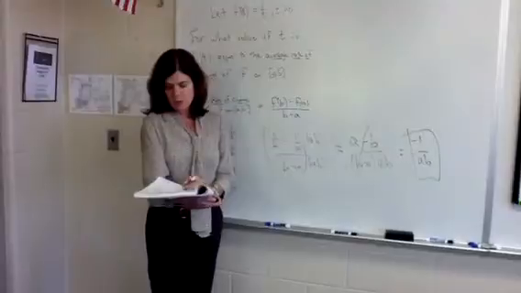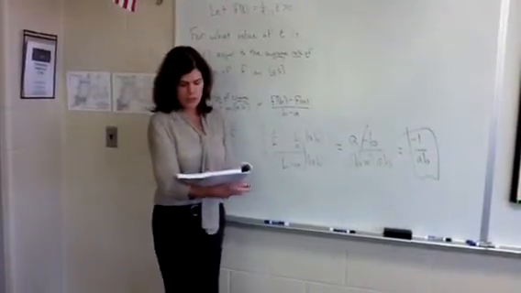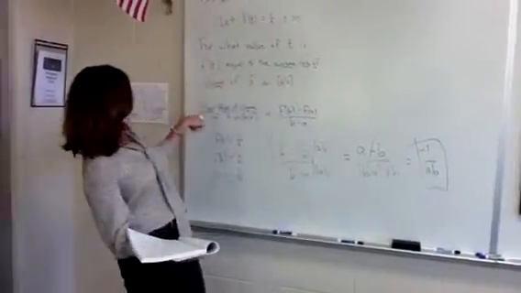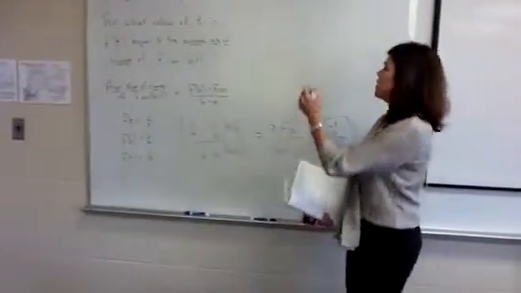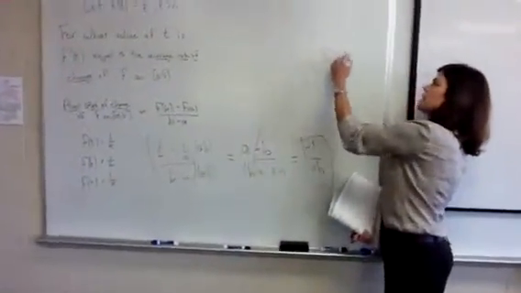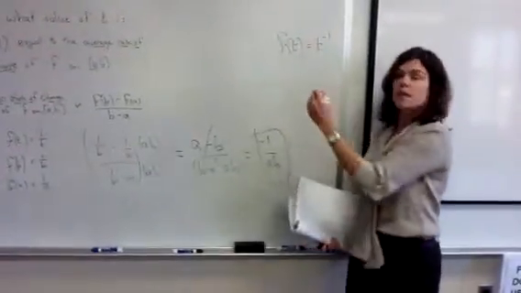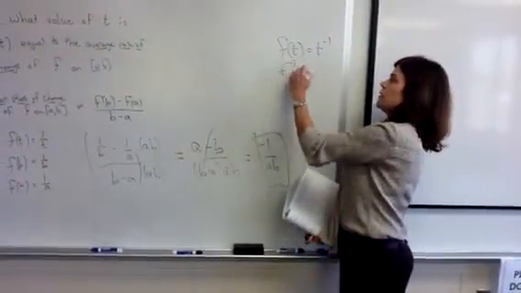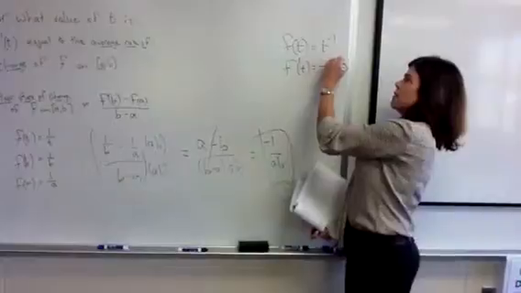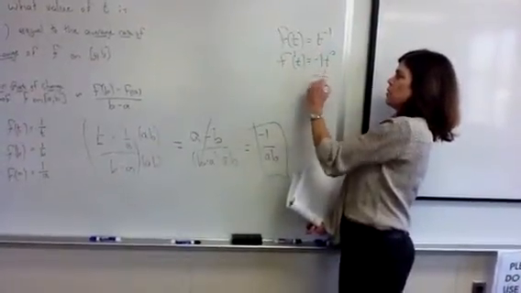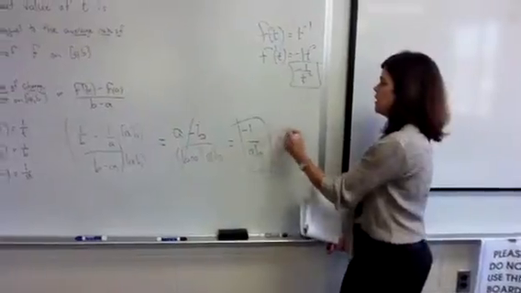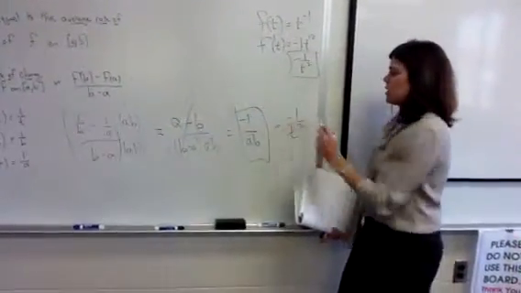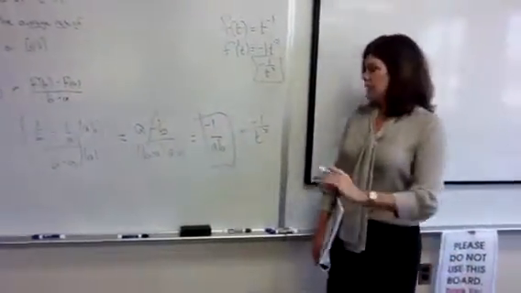We want that to be equal to the instantaneous rate of change, which is the derivative of 1 over t. So how do we find the instantaneous rate of change? f of t is 1 over t, which is t to the minus 1. Its derivative is minus 1 t to the minus 2, or negative 1 over t squared. We want that instantaneous rate of change to be equal to the average rate of change. For what value of t does that work?